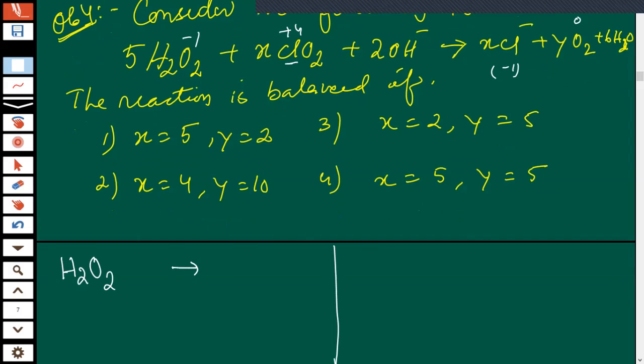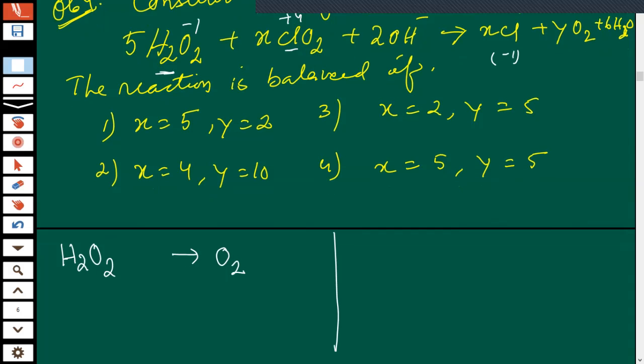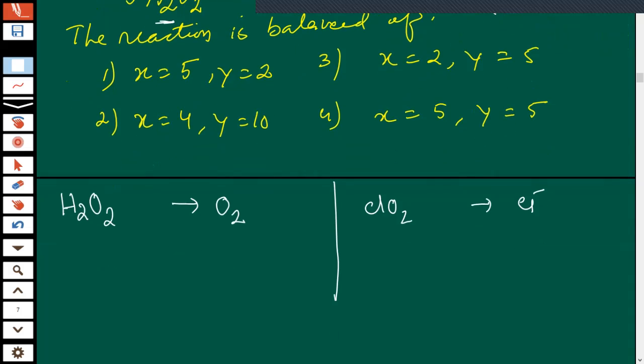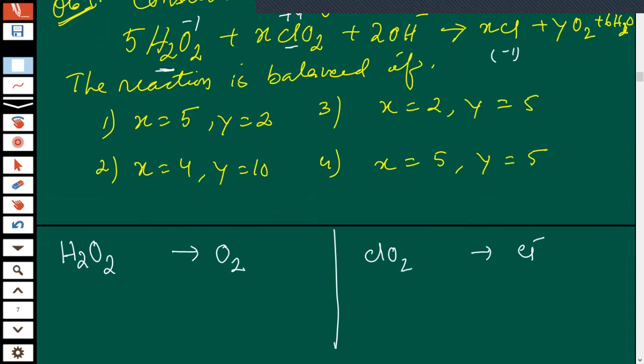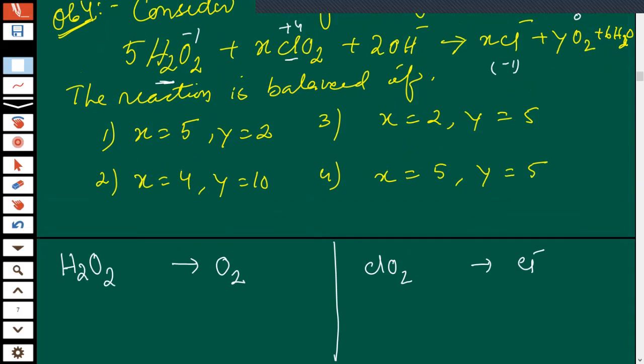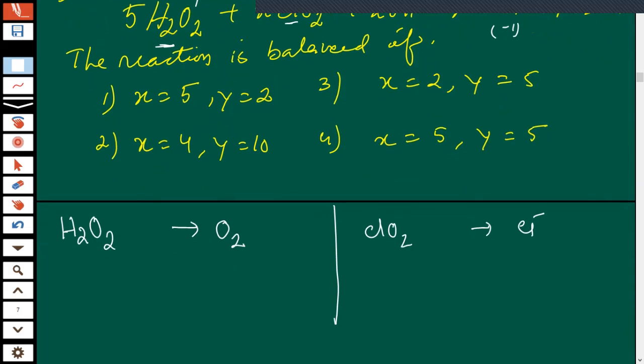H2O2 will give you O2. I have related this one with this one. This O2 came from where? H2O2. And another reaction is ClO2 gives you Cl minus. This is another part. Now you try to solve it. So H2O2 gives you O2, right? You see that O2 is balanced over here.